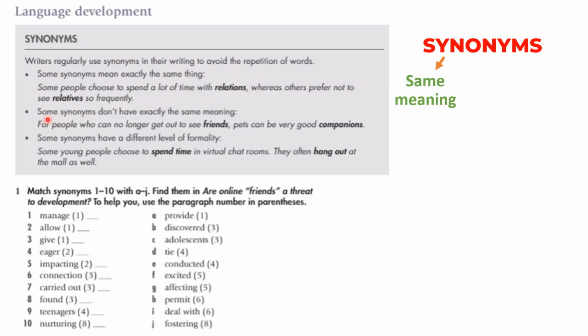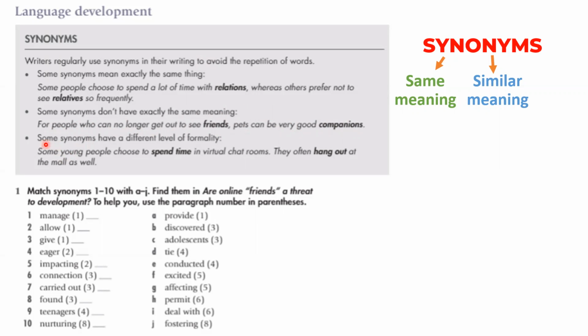But on some other occasions, synonyms don't have exactly the same meaning. They just have a similar meaning. It's not exactly the same, but it is similar, like over here. For people who can no longer get out to see friends, pets can be very good companions, all right? In this case, instead of saying pets can be very good friends, we're using the word companions, even though they don't have the exact same meaning, they have a similar meaning.